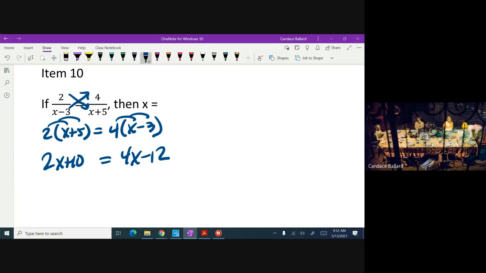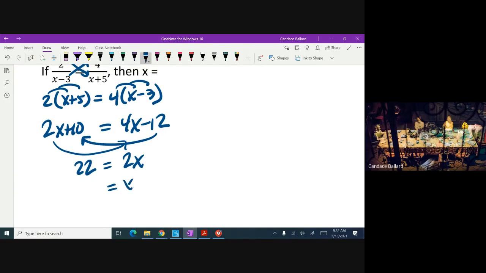Then I'm going to choose to move my 2x to the right. So I'm going to subtract: 4x minus 2x is 2x. At the same time, I'm going to add the 12 to the left. So 10 plus 12 would be 22. So x is going to be equal to 11.